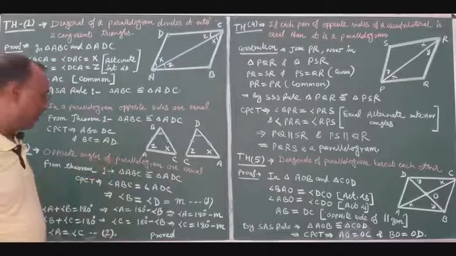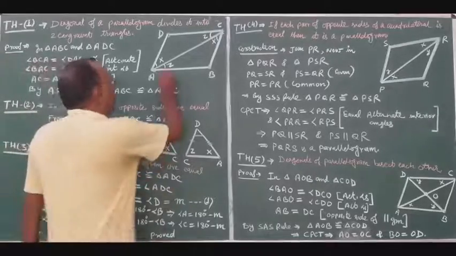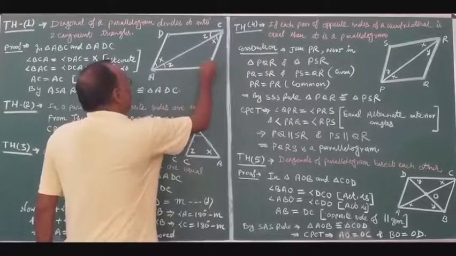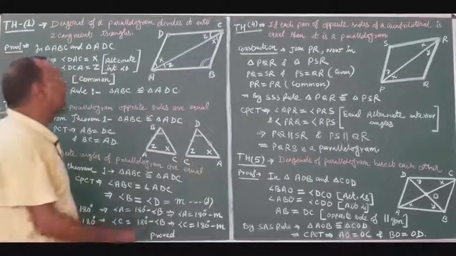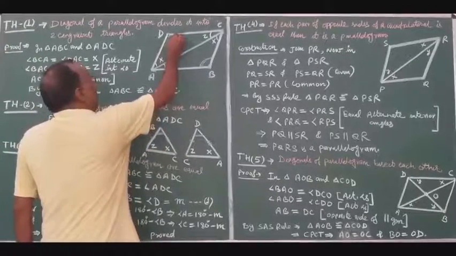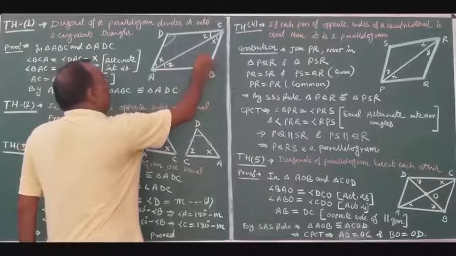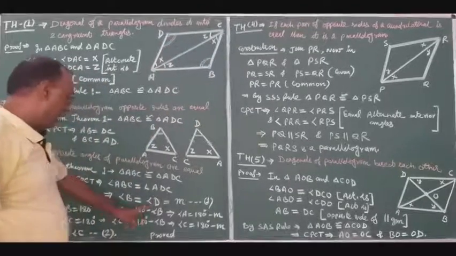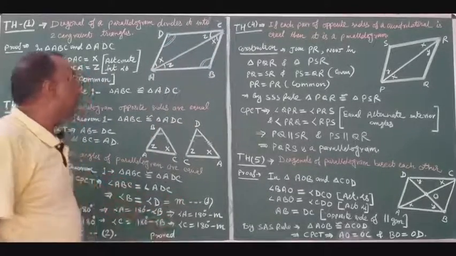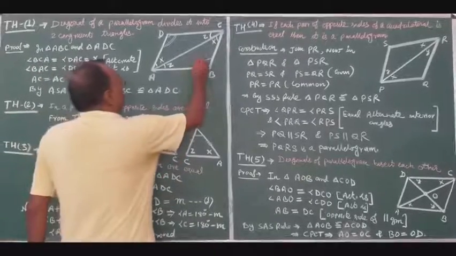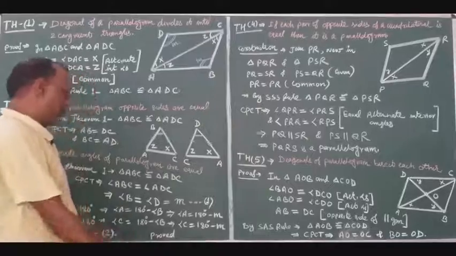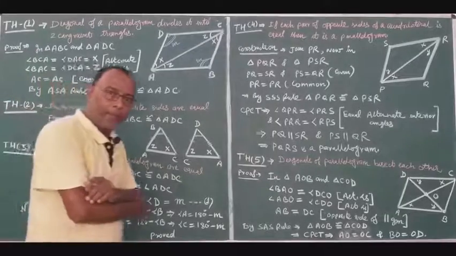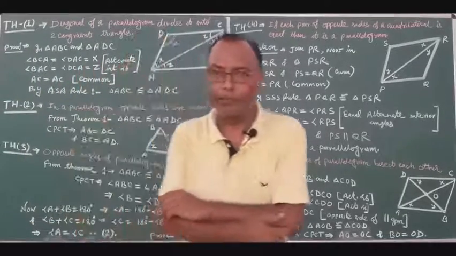Which angle is ABC? This one. ABC means angle B it is. And which angle is ADC? This one. Angle B is equal to angle D. And this we have taken as M. And this is equation 1. I have taken, for a short while, both the angles equal to M. And this is equation number 1.